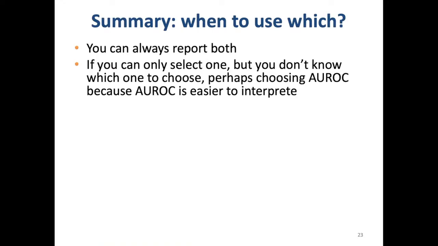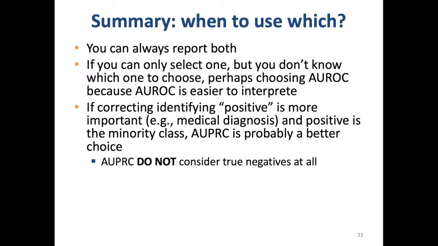Okay, so when to use which? First, you can always report both areas, right? But if you really need to select one and you don't know which one to pick, then I think my first priority would be ROC curve because it's easier to interpret. However, if in your working scenario, successfully identifying the positive case is more important, and if the positive is the minority class, then perhaps area under PR curve is more appropriate.